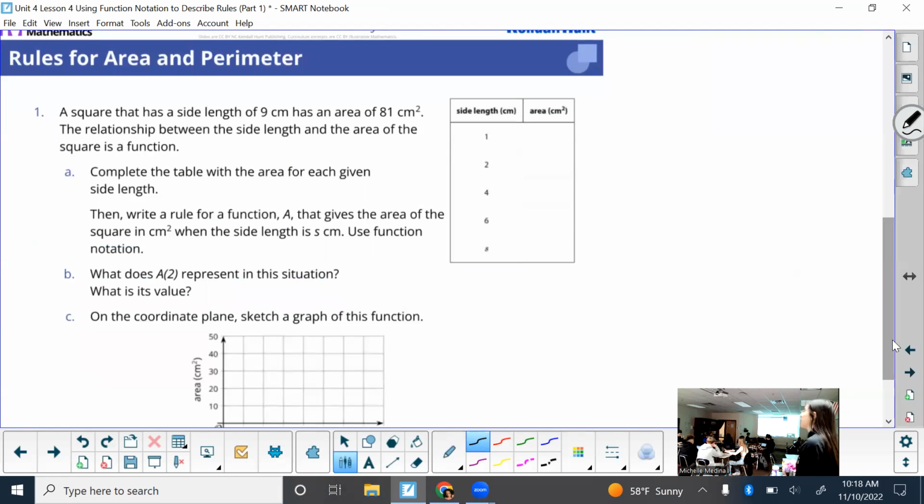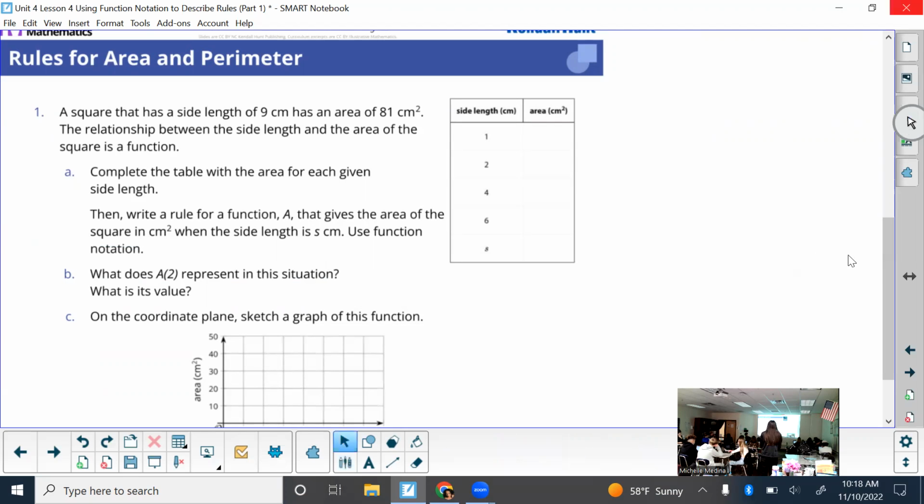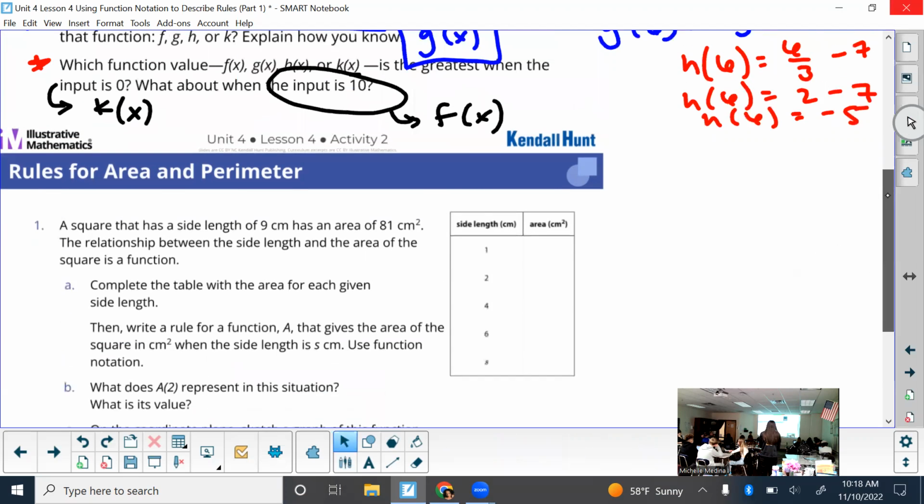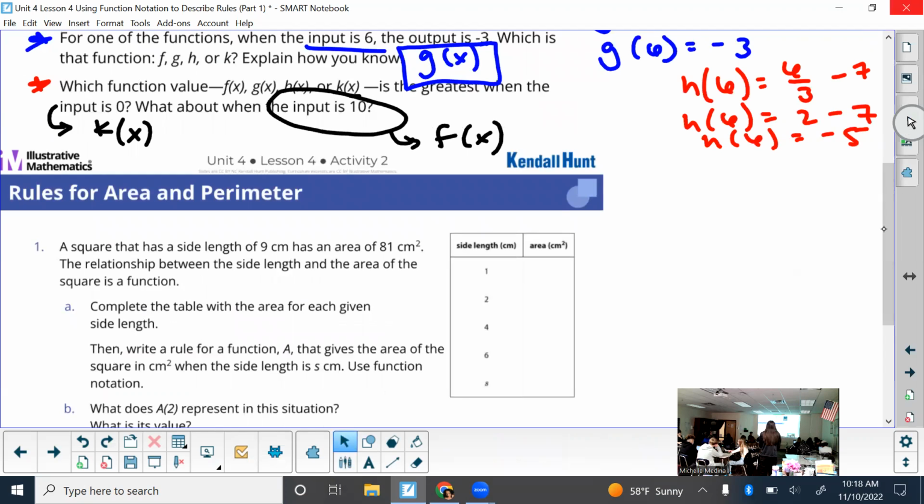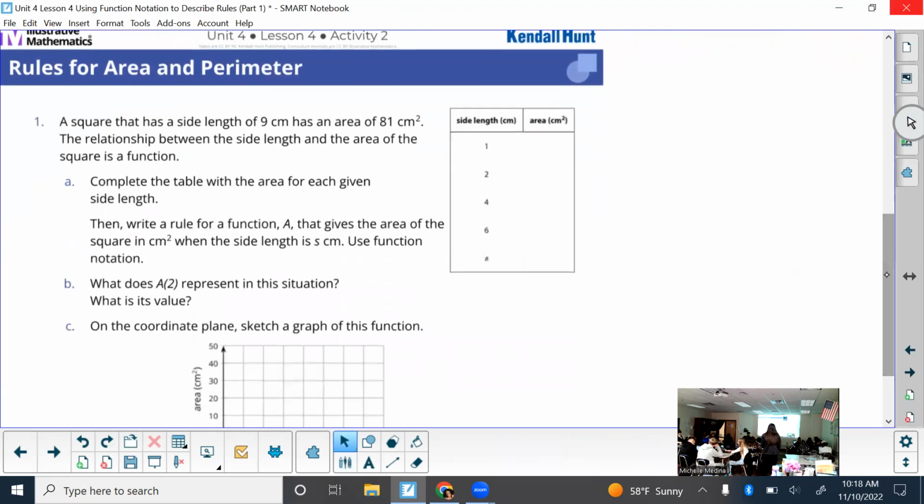So it's rules for area and perimeter. They love to put that on tests because they assume that you know your basic rules for squares, triangles, and all that. I'll scroll back up to it. All right. So now we're on this problem.